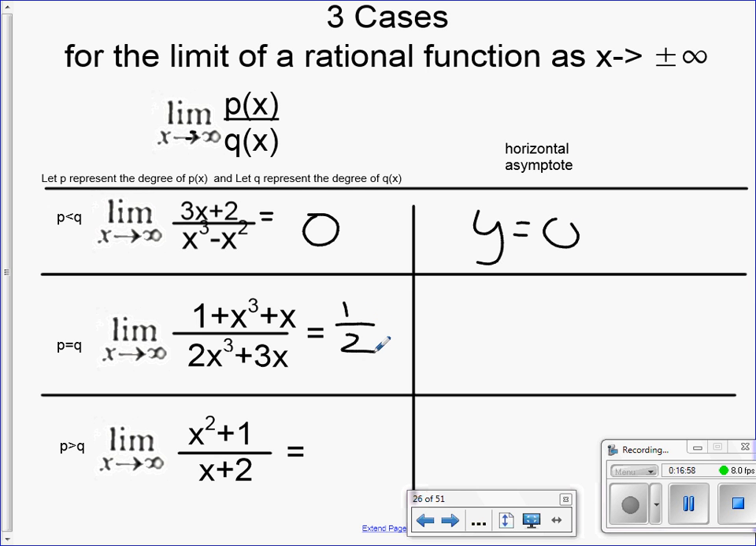So that's telling you as the x coordinates go to either positive infinity or negative infinity, the y coordinates are getting closer and closer and closer, in this case, to 1/2. So what would be the equation of the horizontal asymptote? Y equals 1/2.